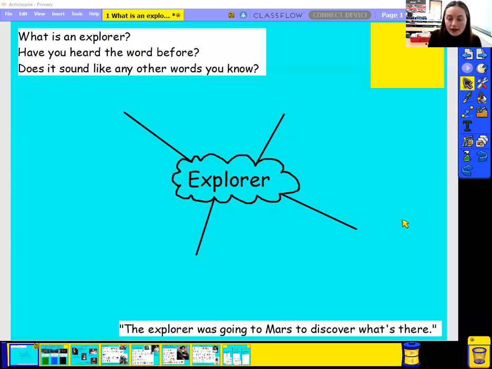You are going to need a piece of paper and a pen or a pencil, or whatever you use to write on. We are starting our new topic in history. It's about explorers. As you can see from the flip chart, I've got explorer written in the middle of my board. I've put a bubble around it and some legs coming off it. That's because we're going to be making a mind map to start us off today.